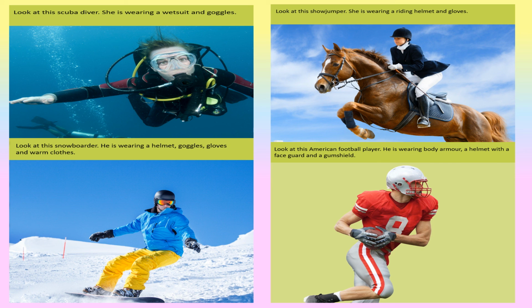Another, look at this American football player. He's wearing body armor, a helmet with a face guard, and a gum shield. The body armor that he's wearing protects his entire body, and the helmet with a face guard protects his face, with a gum shield. So these are the different protective sports equipment that protect the different parts of their bodies.